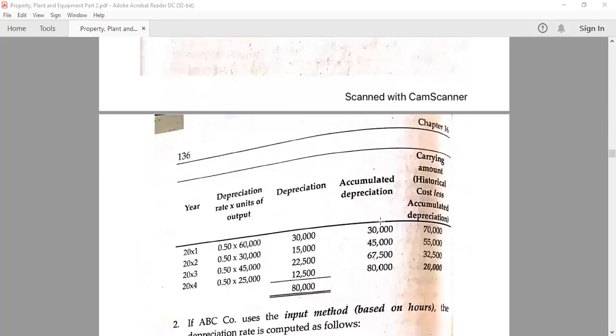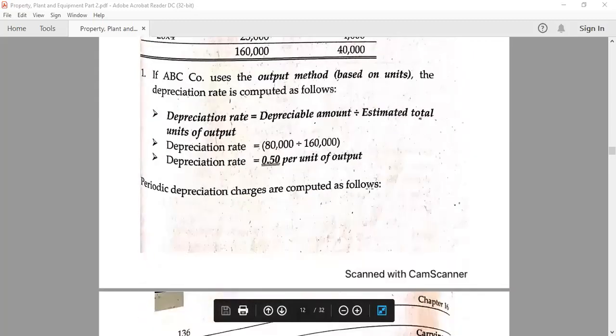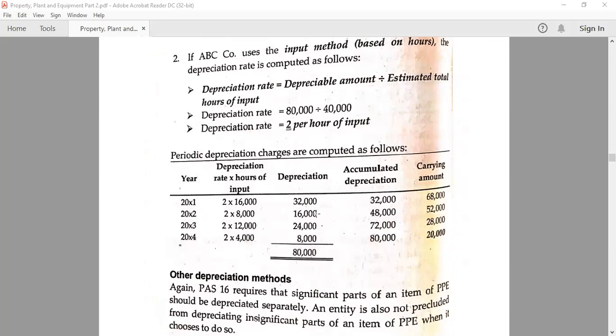To compute our depreciation expense, simply multiply the 0.50 depreciation rate times the units of output, or the 2 pesos times the manufacturing hours. And we construct the table. Same concept: depreciation expense, the total of accumulated depreciation is the total of depreciation expenses, and here are our carrying amounts or values. And we've said that.